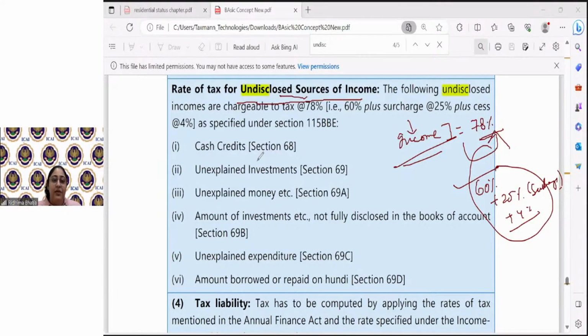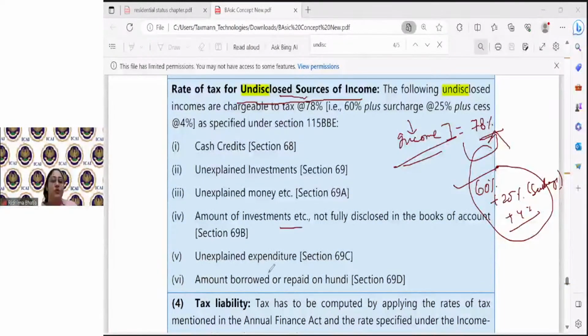Similarly, money is there in the form of bullion, jewelry, etc. You are unable to explain the source of it. It becomes an undisclosed source of income. Some investment is found in your name which was not there in your books of accounts. They searched and found some investment. There are share certificates with your name written on them, but it was not there in your books of accounts.